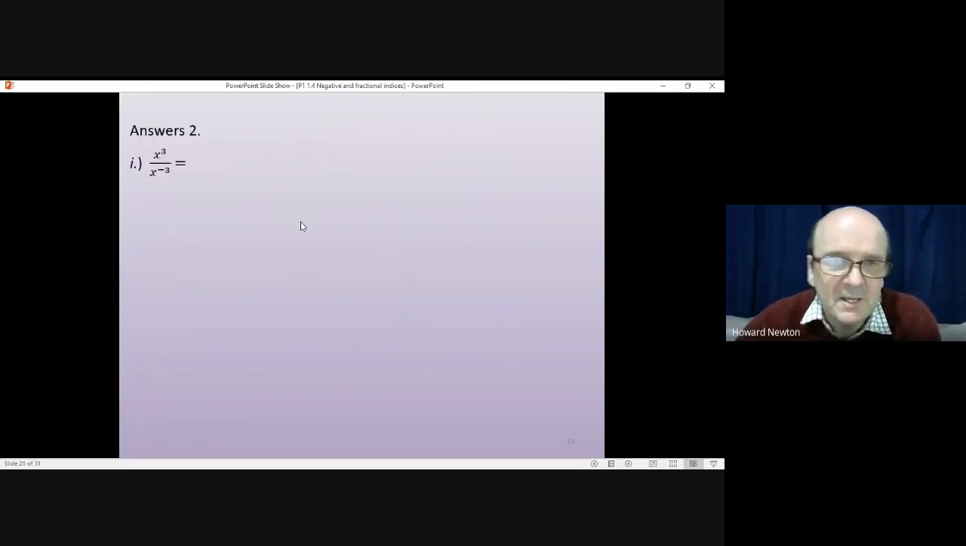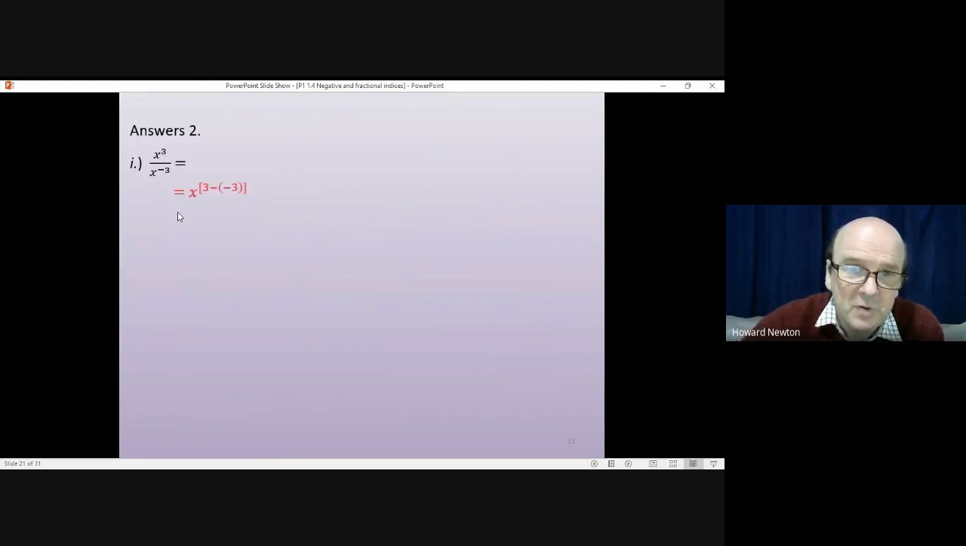The first question, x cubed divided by x to the power of minus 3. Well, you're dividing one power by another, so you'll be subtracting 3, take away minus 3. Be careful with the 2 minuses there. That gives you x to the power of 6.